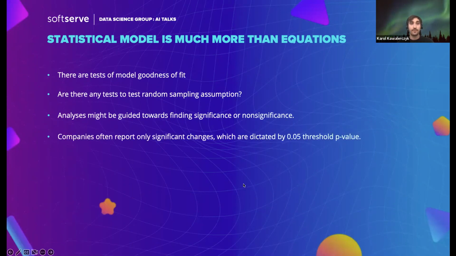And yeah, this is another problem. Companies often report only significant changes, and so do scientific journals. And another problem is that they are dictated by the 0.05 threshold p-value. Has anyone ever heard what's the story behind the 0.05 threshold p-value? Why is it used for rejecting the hypothesis? Why is it used for accepting the scientific results and so on? I hope not, because there is none. It was just picked because it made sense.